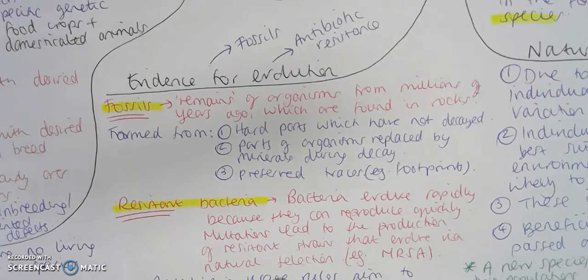Fossils can often be formed also from parts of organisms that are replaced by minerals during decay. As they decay, if it's slow because the conditions are right, the minerals can come in and replace them and create almost a mould of the living organism. And the third one is preserved traces, which is things like footprints that get preserved and then later uncovered, and those footprints are left in the rock.